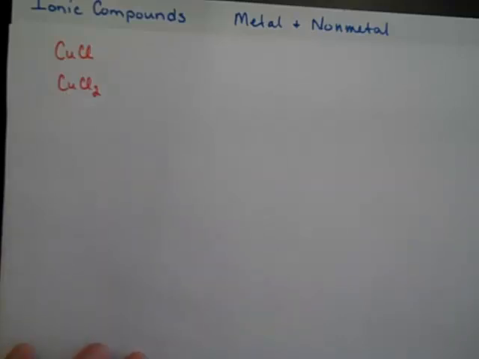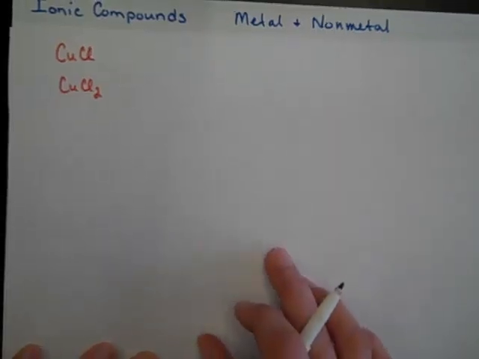Now it is really important to be able to distinguish between these because these two compounds are very different. If we were to look at copper chloride with just 1 chlorine and copper chloride with 2 chlorines, they look very different. They have different properties. They're 2 different chemicals, even though they're made up of the same things. So what we need to do is be able to balance these, and write these in a way that distinguishes which particular form of copper that we're using.